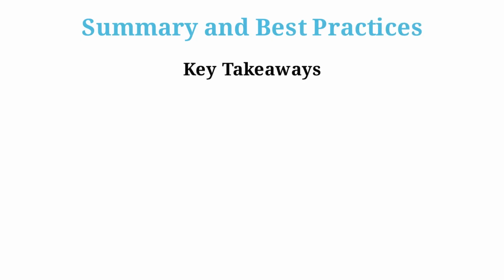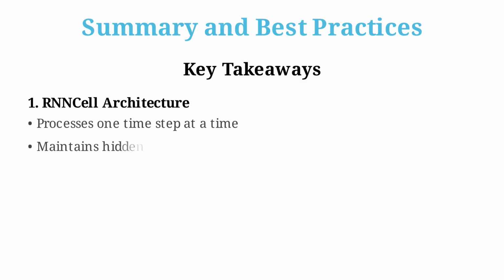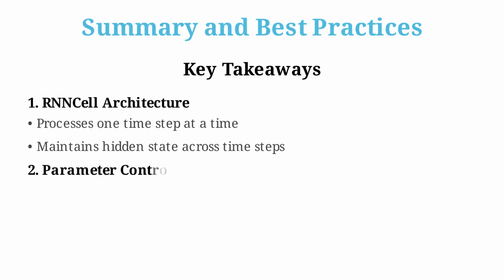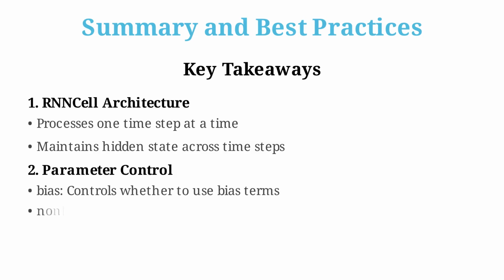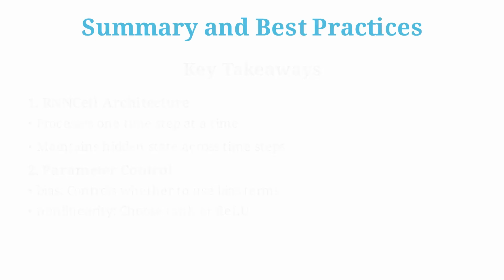Let's summarize the key takeaways from our RNN cell exploration. First, the RNN cell architecture processes one time step at a time while maintaining hidden state across steps. Second, we have fine control through parameters like bias and nonlinearity. Third, for sequence processing, we loop through time steps manually with the same weights used at all steps.